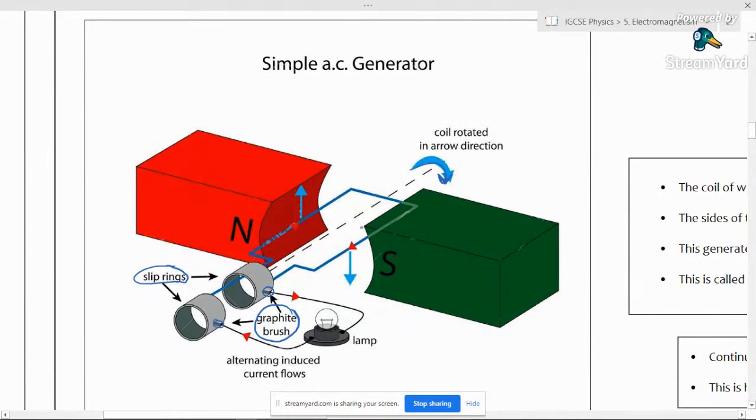Anyway, let's just look here for now. Let's consider this piece of wire right here, this one on the right side.